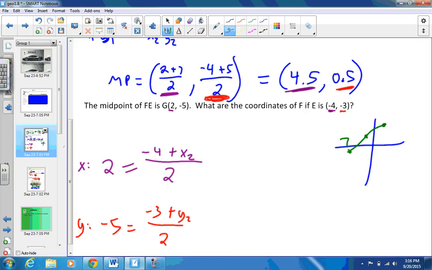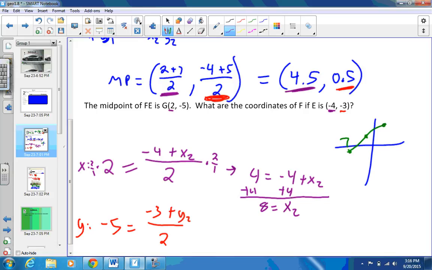So for the x value, we want to get the x by itself. So we have to first get rid of this whole big fraction. So let's get rid of the denominator by multiplying both sides by 2 over 1. And so that's going to leave us with 4 equals negative 4 plus x2. And when you add 4 to both sides, you end up with 8 equals x2.